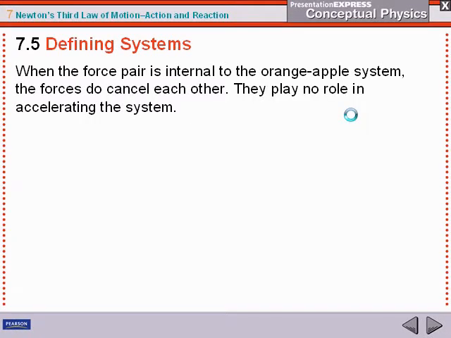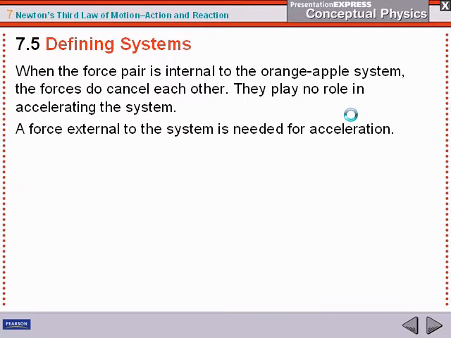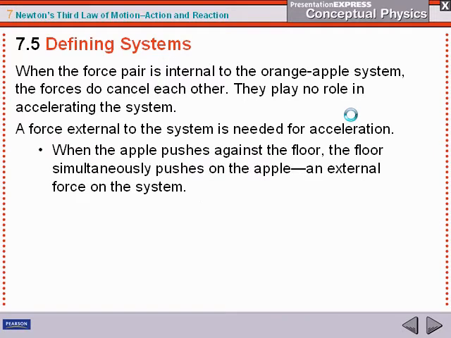When the force, so a force external to the system is needed for acceleration, and that force is provided by the apple pushing against the floor. The apple pushes against the floor, the floor pushes back on the apple. That force is external to the apple-orange system.